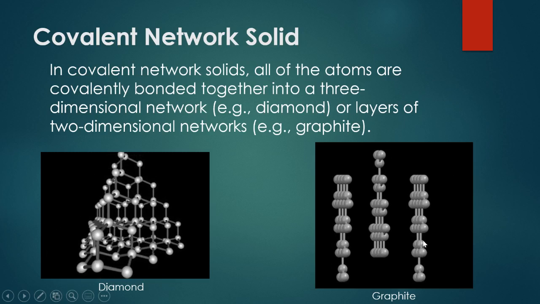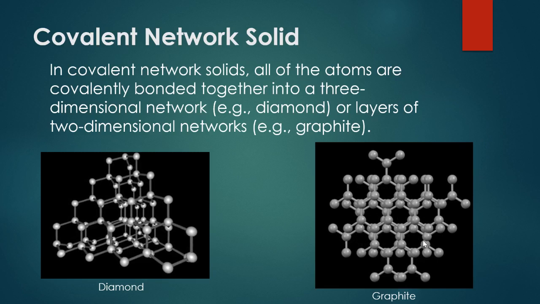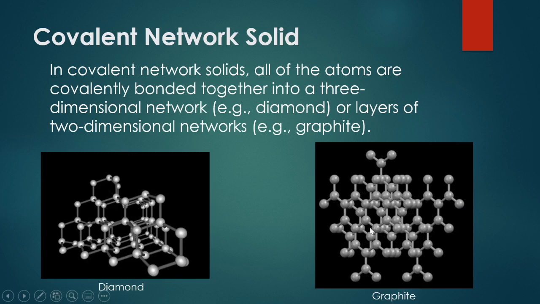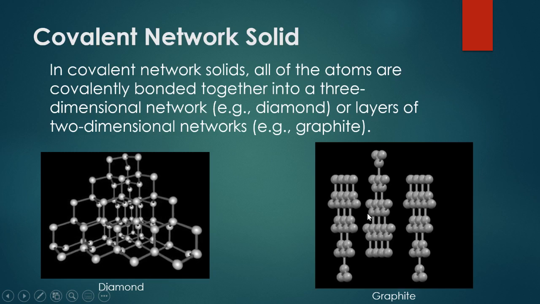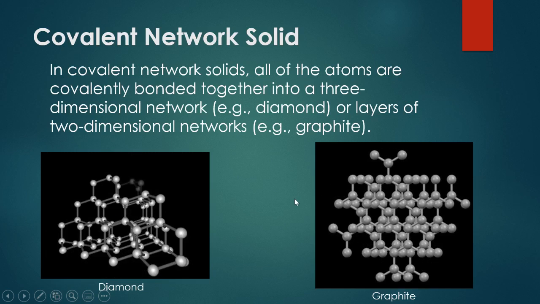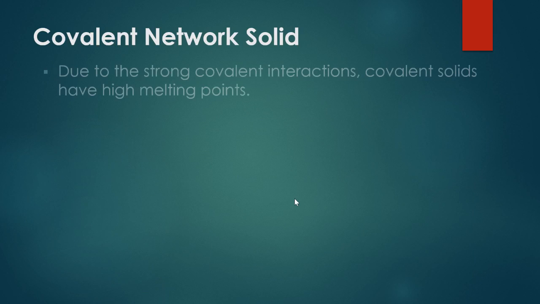And if you look at this animation over here on the right, you'll notice in graphite, you have covalent bonds, which make little hexagons, but those covalent bonds make flat sheets. And those flat sheets are then weakly attracted to each other through intermolecular forces. But the sheets each are covalent networks, and so it is a covalent network solid.